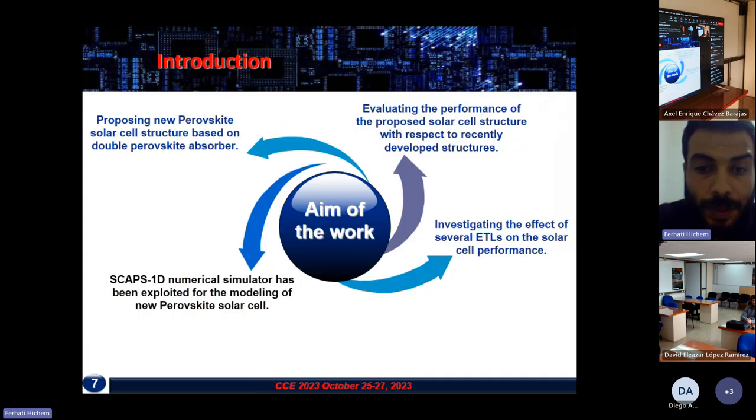So the aim of this work is presented in this slide. So firstly, proposing a new perovskite solar cell structure based on double perovskite absorber. The second one is a numerical investigation of the proposed structure using the SCAPS 1D simulator. The third objective is to investigate the effect of several electron transport layers on the solar cell performance, and finally evaluating the performance of the proposed solar cell structure with respect to recently developed structures.